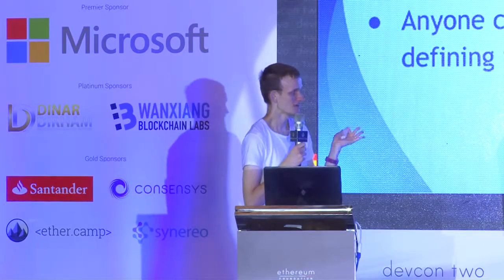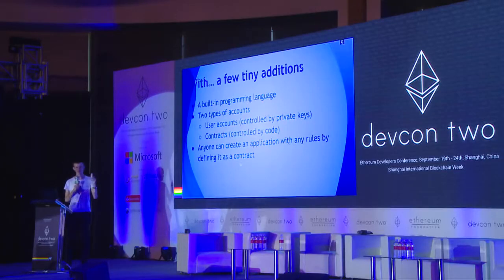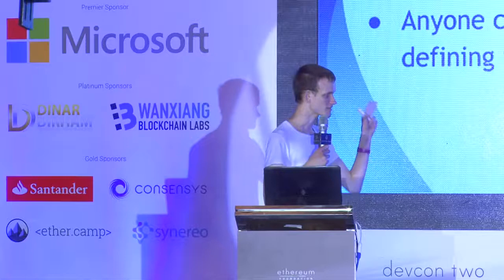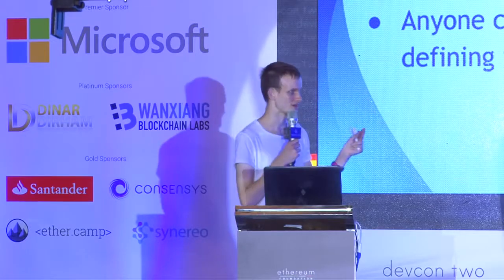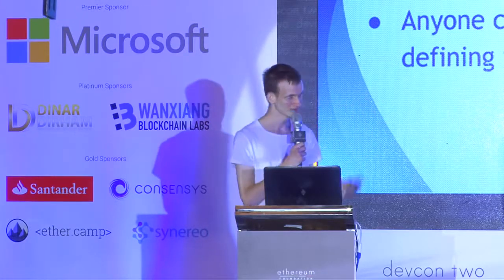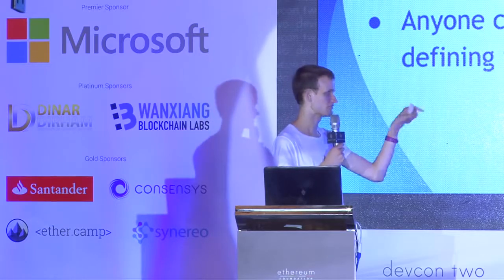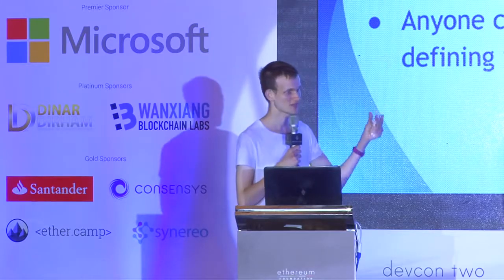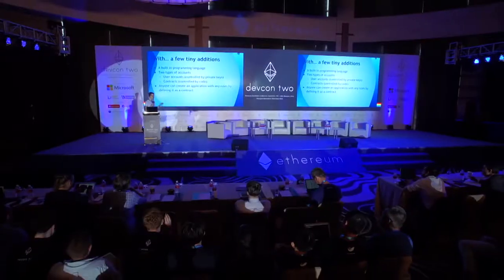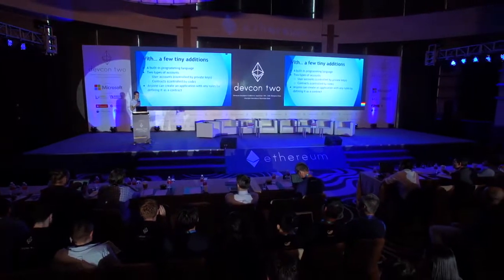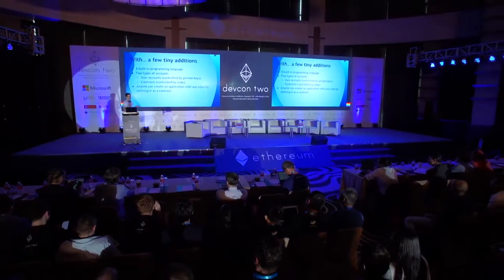But we have a few tiny additions. So the main thing that makes Ethereum tick is this built-in programming language. So the basic concept is, if you have some new kind of application, then what you would do is you would write the rules of your application in a piece of code. Take this piece of code, you would call this a contract, upload it to the blockchain, and now you have a special type of account. And this type of account sits on the blockchain, and anyone can send a transaction to this account in order to interact with this account.